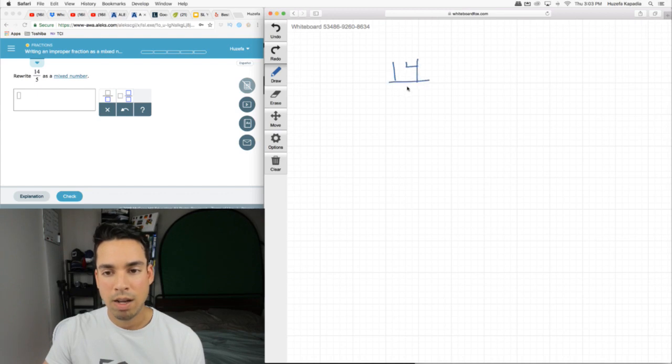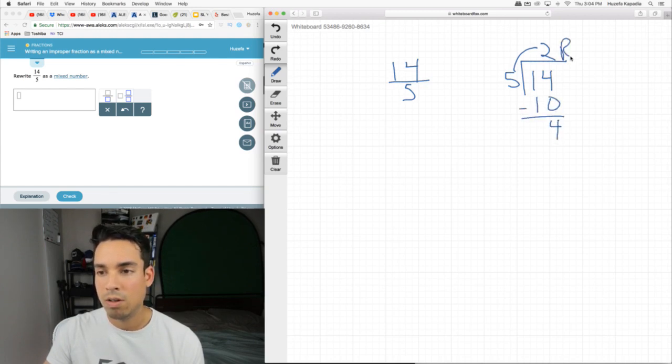14 over 5. So how do we do this? The way we do this is we think about how many times 5 goes into 14. After all, this is just a division problem. It's the same as doing this. So how many times does 5 go into 14? It goes in 2 times. 2 times 5 is 10. And then we have a remainder of 4.